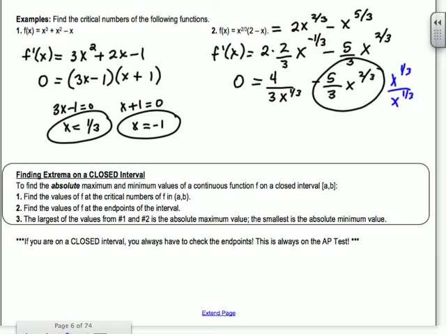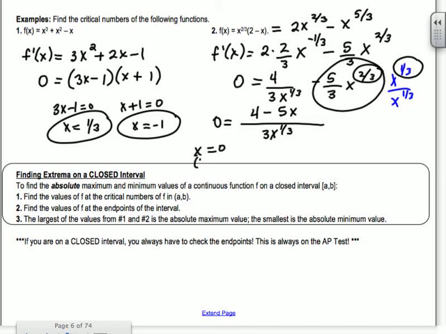So I get 0 equals 4 over, I'm going to have 3x to the 1/3 for both of them. And I'm going to have minus 5x to the, what power? It's just x to the 1, right? Because 2/3 plus 1/3 is 3 over 3, which is 1. Add your powers. Okay, so I have x equals 0 is when it's undefined.